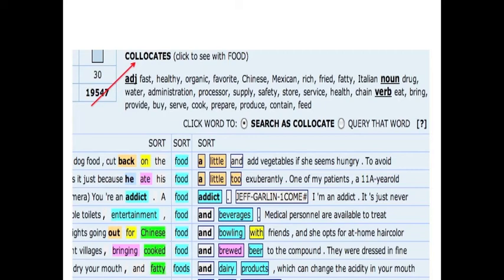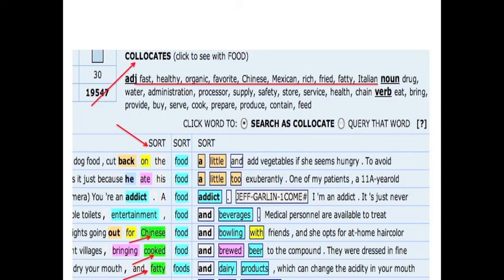Collocates. Instead of going directly to collocates, let me also read example sentences. What adjectives can I use with the word food? Chinese food, cooked food. This is funny. Fatty foods. So I have these choices. Okay, what are some choices? Wow, here I have lots of choices: fast food, healthy food, organic food, favorite food, Chinese, Mexican, rich, fried, fatty, Italian.